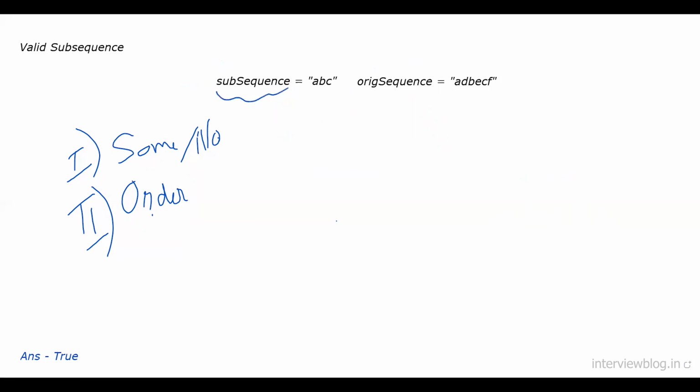So in this example, our subsequence is A, B and C, and our original sequence is A, B and C. So in this case, we have to determine whether this subsequence is a valid subsequence of this original sequence. To determine that, our first condition says that for a subsequence to be a valid subsequence, we can remove some or no elements from the original sequence. So in this case, I'm not going to remove any elements. So I'll be having the same A, B, C as my subsequence.